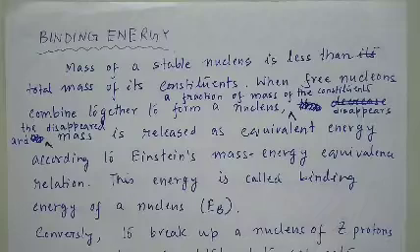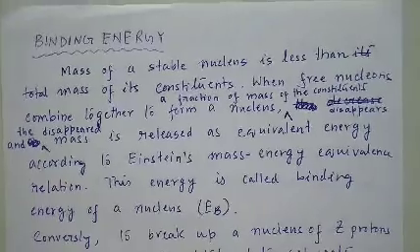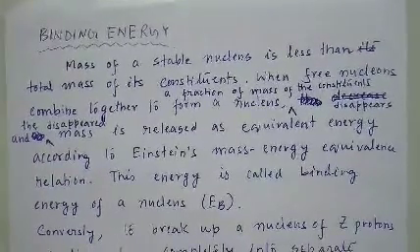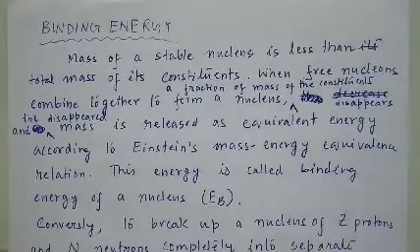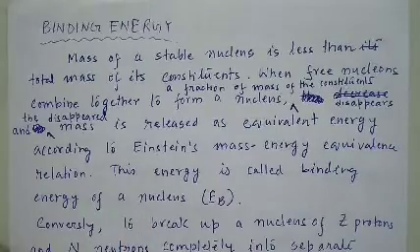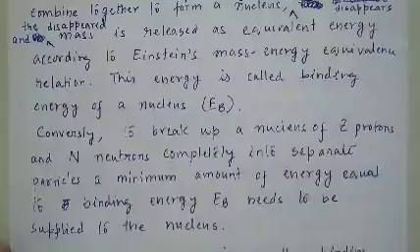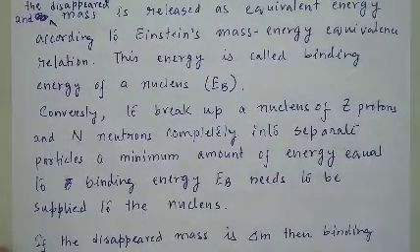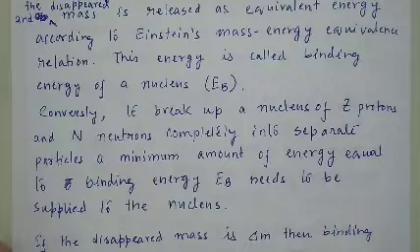So when the free nucleons, that is neutrons and protons, come together to form the nucleus, some of the mass will be lost, and that amount of lost mass will be converted into energy. That energy is called the binding energy of the nucleus. As the nucleus is about to form, the nucleons come close together, and some amount of energy is released. Some amount of mass is lost, and that much mass is converted into energy, or some amount of energy is released or evolved. In this way a stable nucleus is formed.